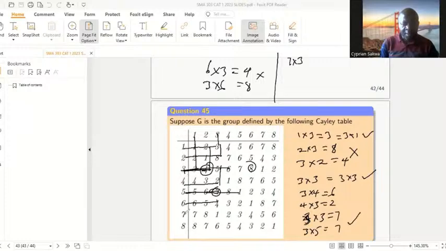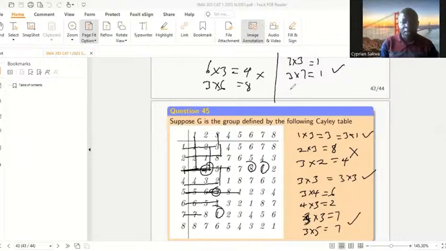7 times 3 is 1. What about 3 times 7? 3 times 7 is 1. The 7 commutes. We are left with 8.